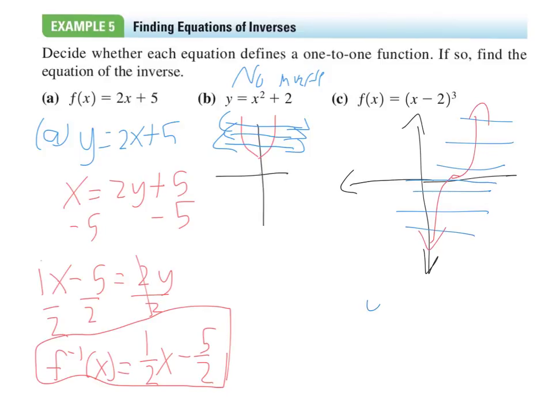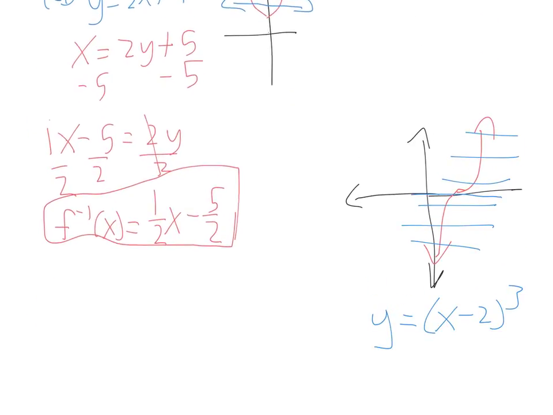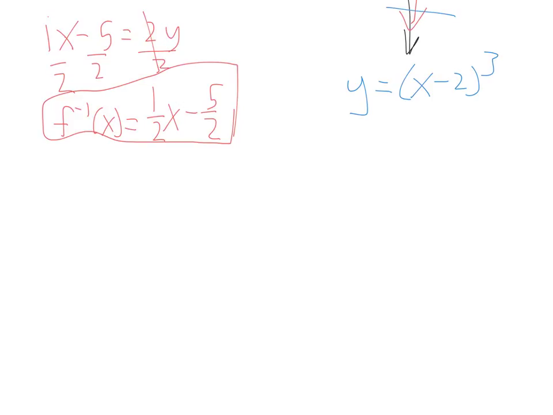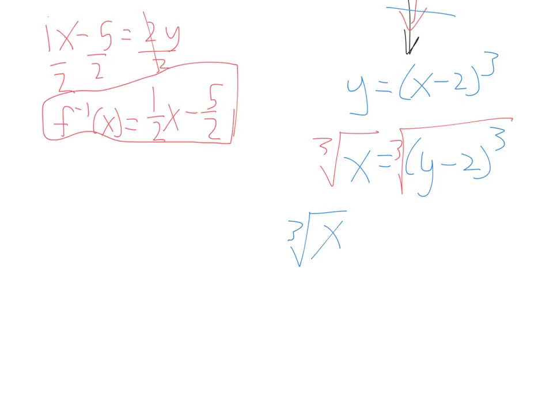So for part C, let's start with rewriting it as y equals (x minus 2) to the third. So now we swap the x's and the y's. So x is equal to (y minus 2) raised to the third. Now we solve for y. Since we're raising the right side to the third power, you need to take the cube root of both sides, because the cube root and the raising to the third power will undo each other, so you have cube root of x is equal to y minus 2.